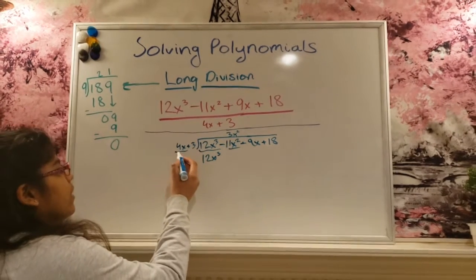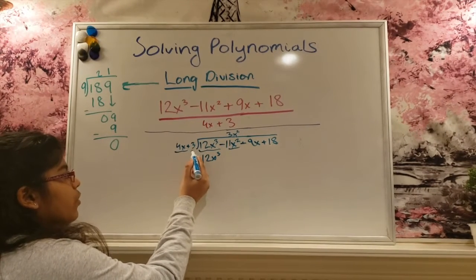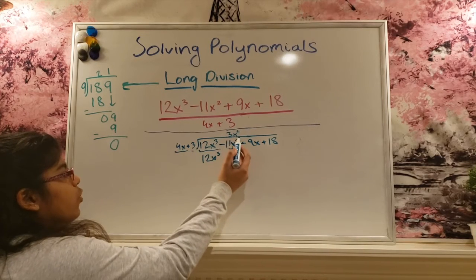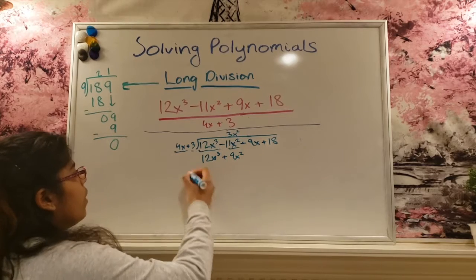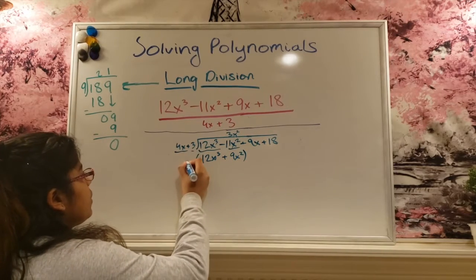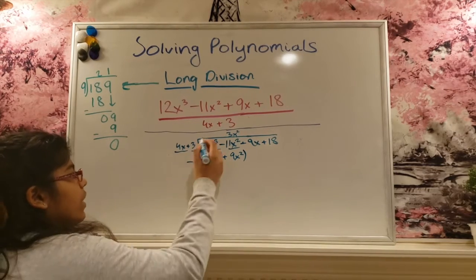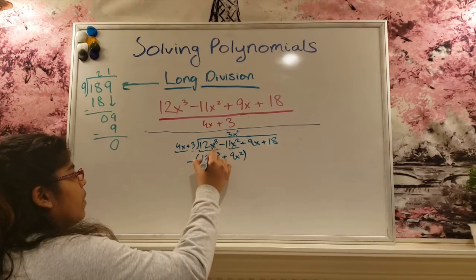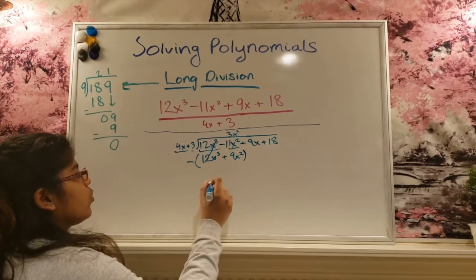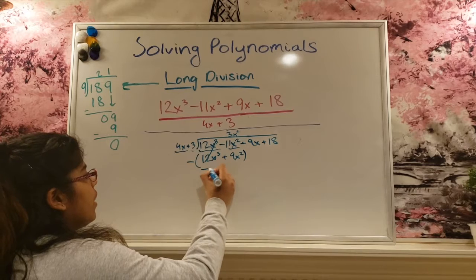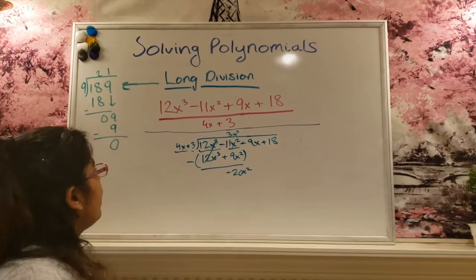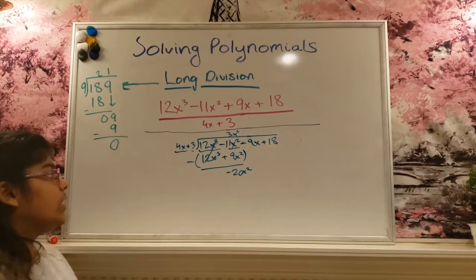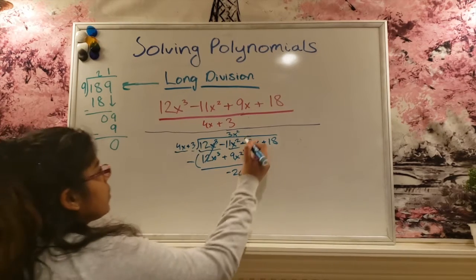And don't forget that our divisor has another term, which is positive 3. So 3x squared times positive 3 is positive 9x squared. We're going to multiply all of this by a negative so that these two cancel out. And negative 11x squared minus 9x squared is equal to negative 20x squared.